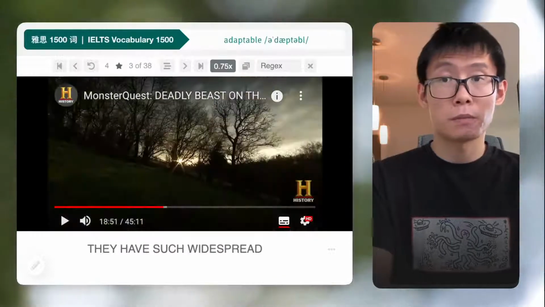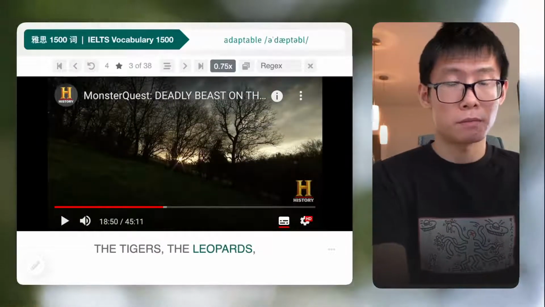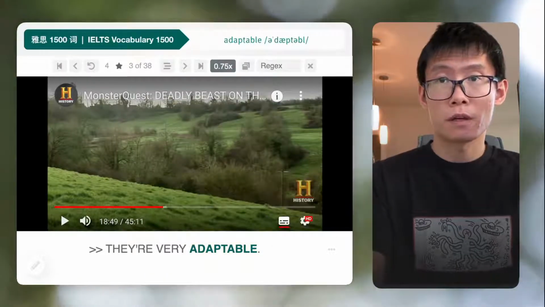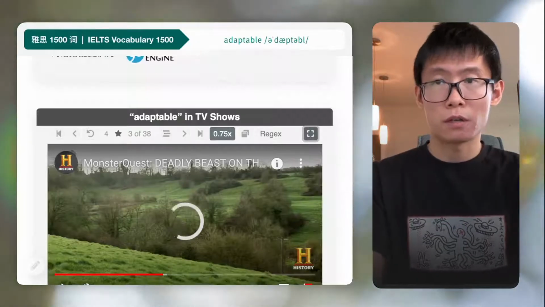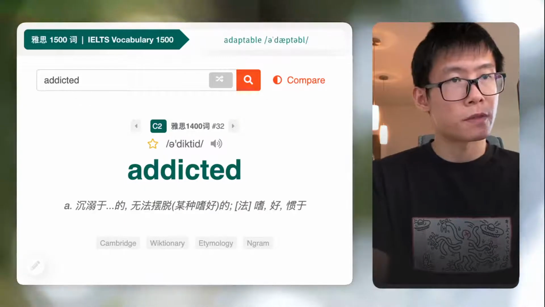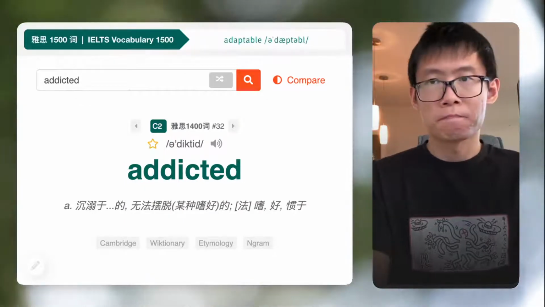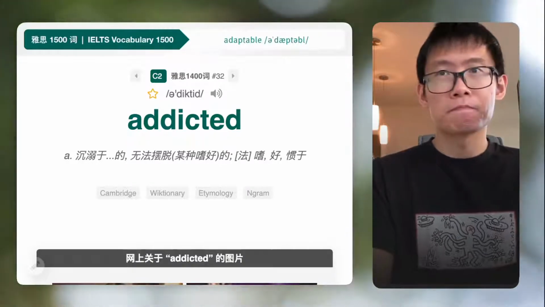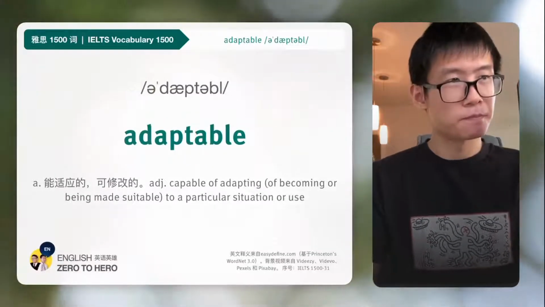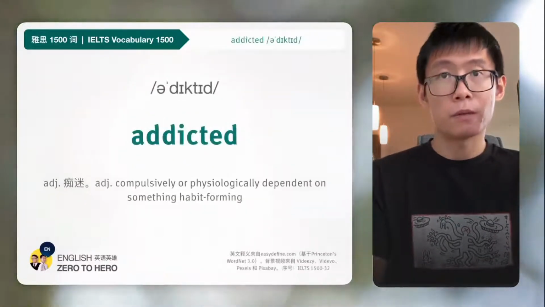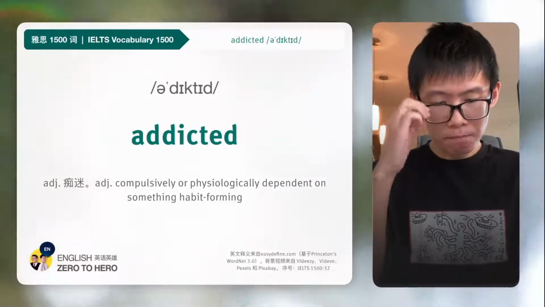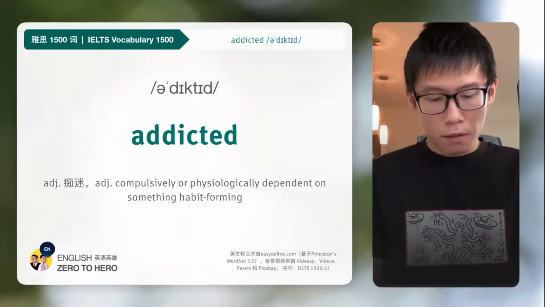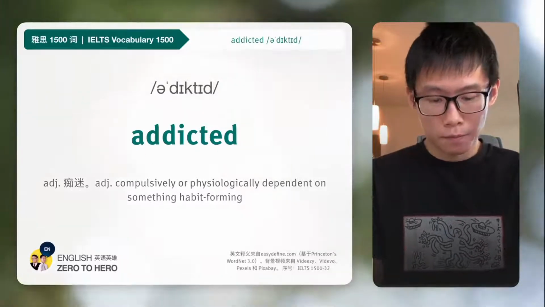So adaptable simply means able to adapt, right? Be 能适应，就能适应的意思。Okay, so let's take a look at the next word. Any questions about adaptable? Before we move on to addicted. 好，来看下一个词。The next word is addicted.